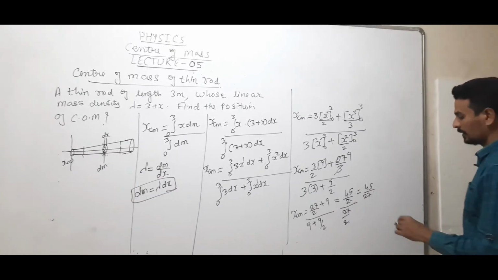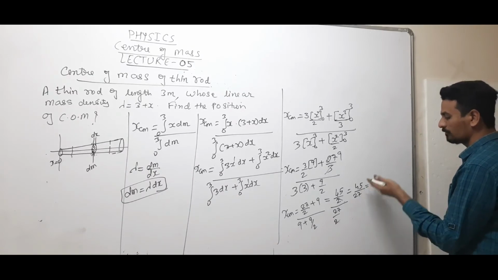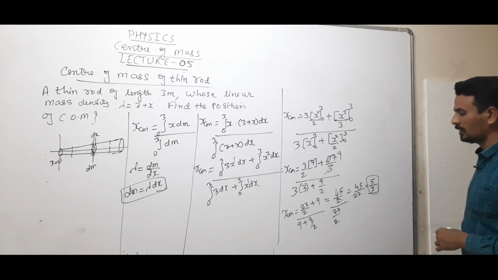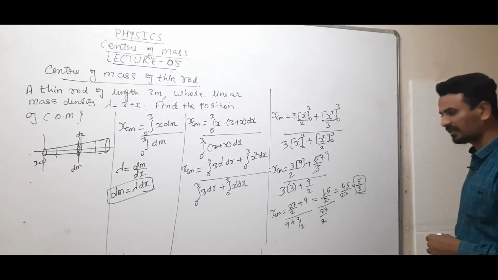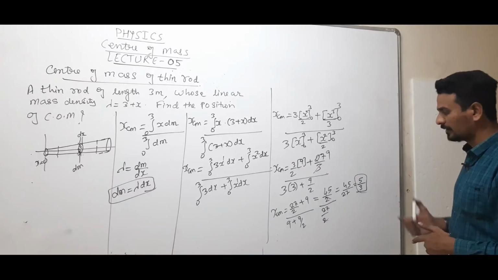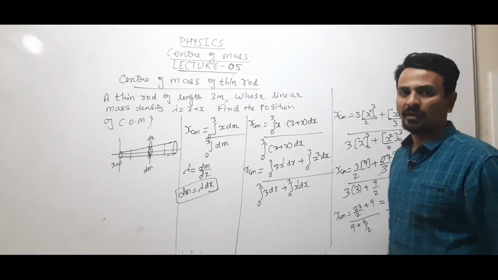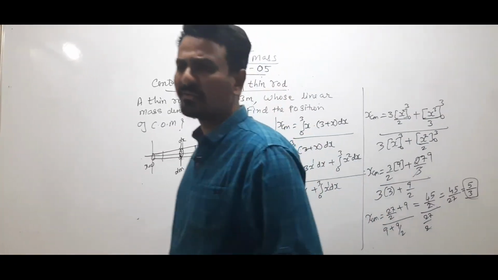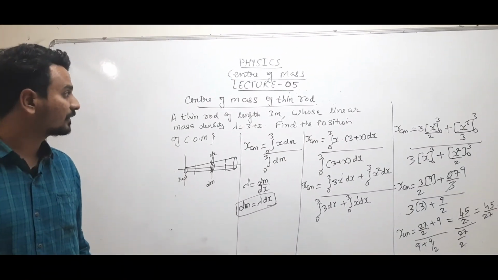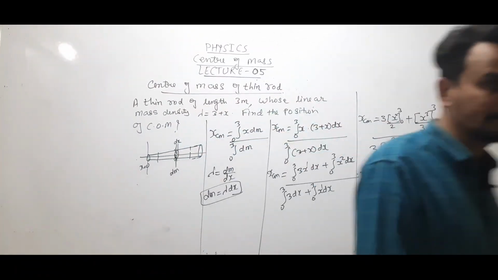Clear? So that is 9 into 5 over 9 into 3, which is 5 by 3. Did I make any mistake? 9 fives are 45 and 9 threes are 27. Okay, the answer is 5 by 3. So this is how we find the center of mass for a continuous mass distribution. Similarly, we can find the center of mass of a ring, and a disk also, yes, of course.